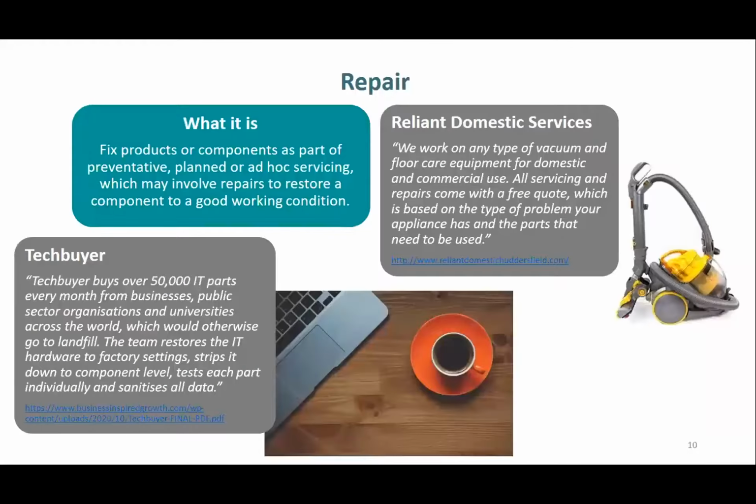So next up is repair. So obviously repair is the fixing of products or components. It can be preventative, can be planned, or it can also be ad hoc. It could be that you keep a repaired product or a component in your own ownership, or it can be that it changes ownership between companies.